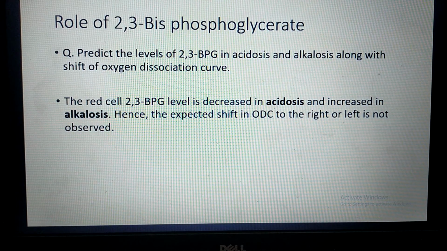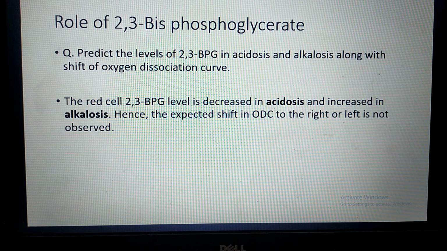Next question. Predict the levels of 2,3-BPG in acidosis and alkalosis along with the shift of the oxygen dissociation curve. That I have already explained. The red blood cell's 2,3-BPG level is decreased in acidosis and increases in alkalosis. Therefore, the ODC, oxygen dissociation curve, shifts to the right and to the left respectively.